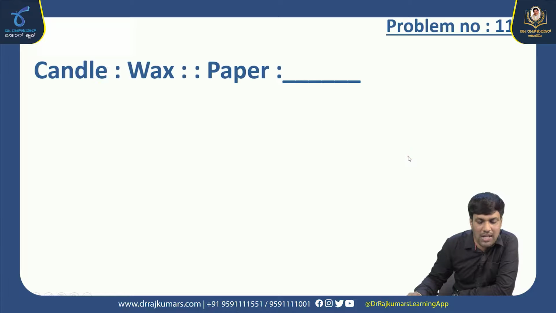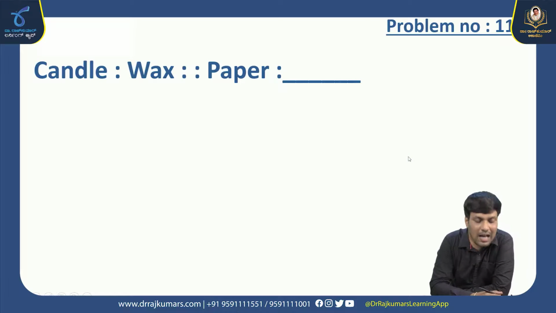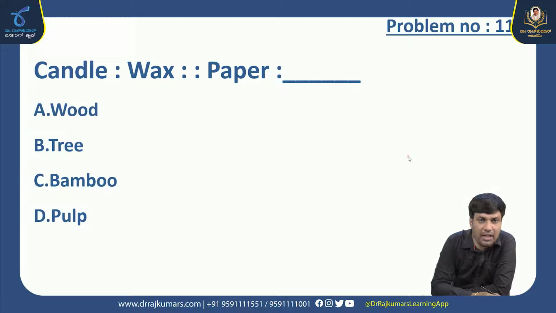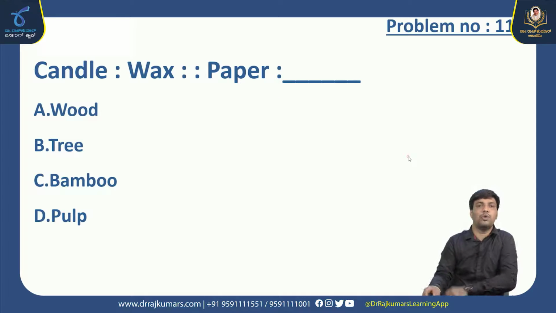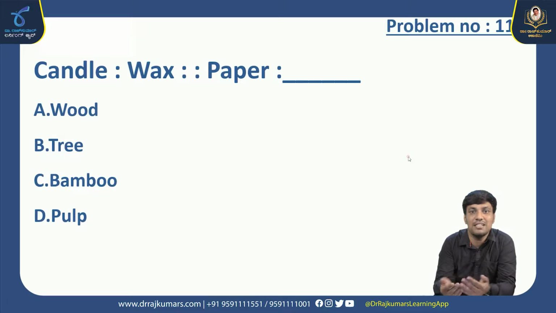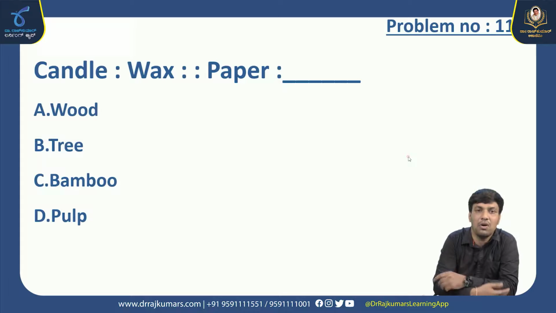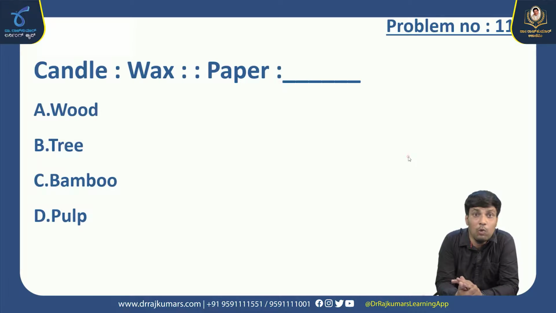Candle relates to wax, whereas paper relates to dash. Okay, the options are wood, tree, bamboo and pulp. While looking at the options, we should not choose the word which has its own origin, right? Paper has its origin from wood. We should not say wood here. Why? Because candle is related to wax.